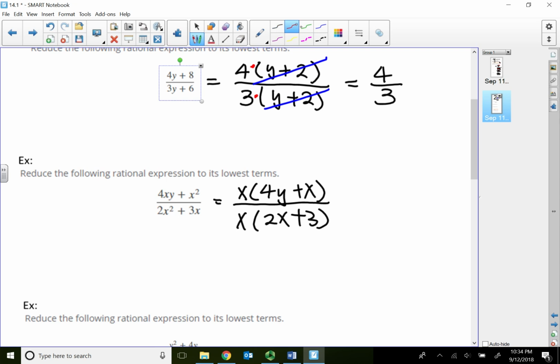All right, so everything is now one term over one term. I see the x's are the same over another x, so those two can be cancelled out. This factor 4y plus x is different than the factor 2x plus 3. So my answer is whatever is left, which is 4y plus x over 2x plus 3.